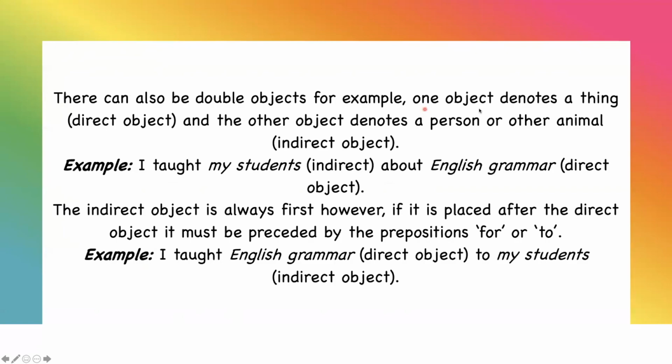For example, one object denotes a thing, that is a direct object, and the other object denotes a person or other animal, that is an indirect object. For example, I taught my students, which is indirect, about English grammar, which is direct. The indirect object is always first. However, if it's placed after the direct object, it must be preceded by the prepositions for or to, or it simply doesn't make sense. I taught English grammar as a direct object to my students as the indirect object.